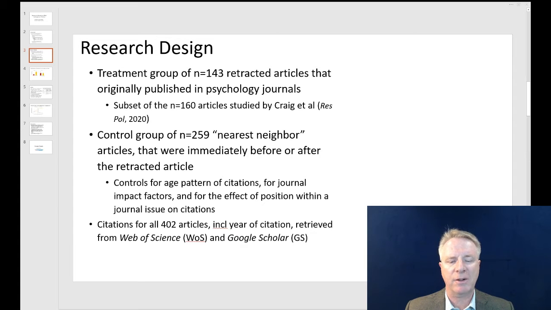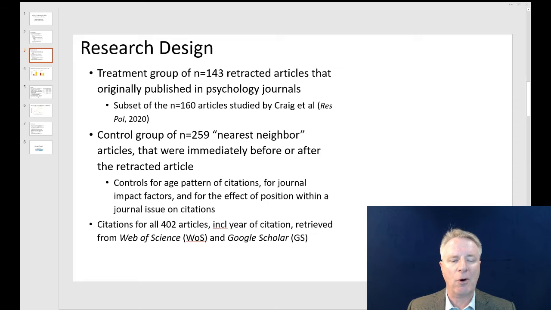If it was a lead article that was retracted, it only has one nearest neighbor, the following paper. If it was the last article in a journal, it only has one nearest neighbor, the immediate article beforehand, and otherwise it's sandwiched between its two control group members, which are the articles published immediately before and after it. The advantage of this research design is that it will control automatically for the age pattern of citations, because the control group articles are of the same age as the retracted articles. It will control for the journal impact factors, because the control group articles come from the same journals as the retracted articles. And it will even control for the effective position within the journal issue.